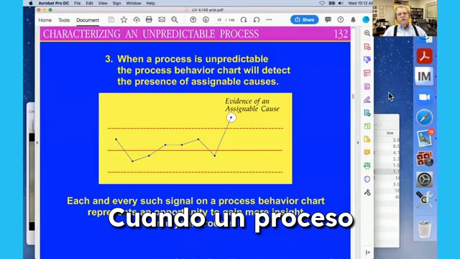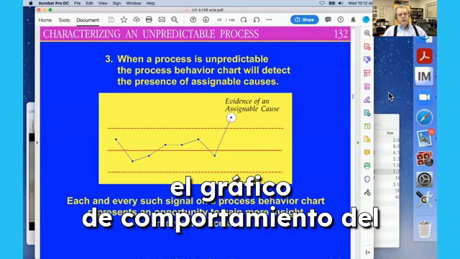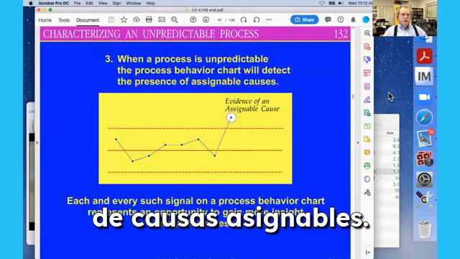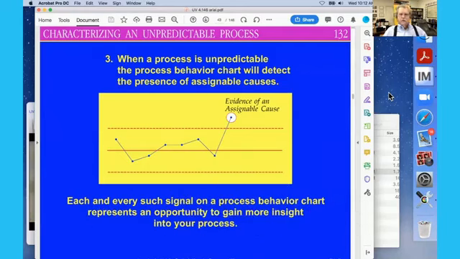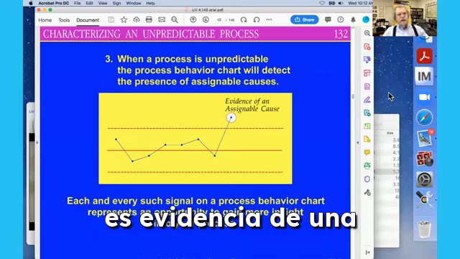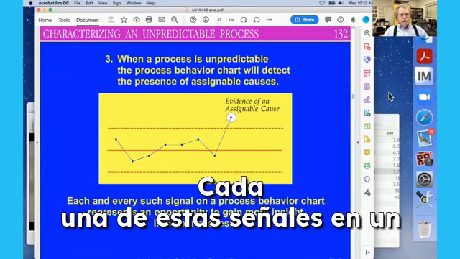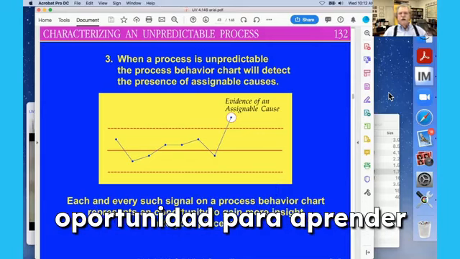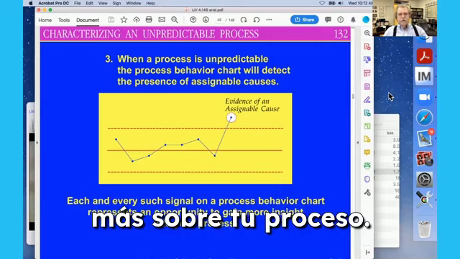When a process is unpredictable, the process behavior chart will detect the presence of assignable causes. A point outside the limits is evidence of an assignable cause. Each and every such signal on a process behavior chart represents an opportunity to learn more about your process.